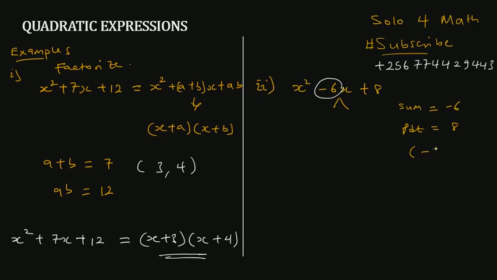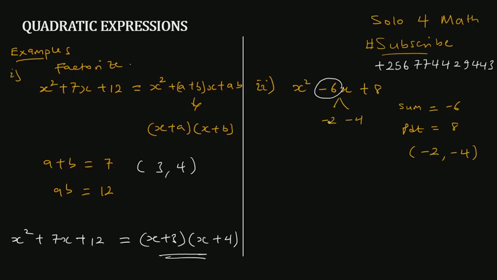We have -2 and -4. You just consider numbers, take two numbers, add them. When you succeed in getting the sum, check if when you multiply them, you get the product. So these are the numbers: -2 and -4.